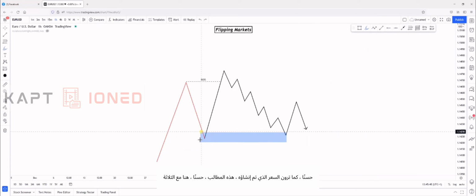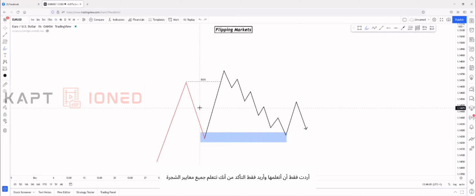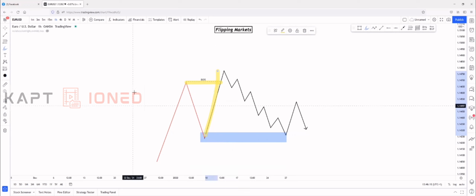Okay, as you can see, price created this demand zone right here with all the three criteria, and I will just tell all the three criteria again because it's a really important part. I just want you to memorize it. I just want you to learn all the three criteria about the demand zone. So okay, price created this demand zone right here because it broke structure to the upside with inefficient movement and swept some liquidity from this region, let's say. So we have a valid demand zone.